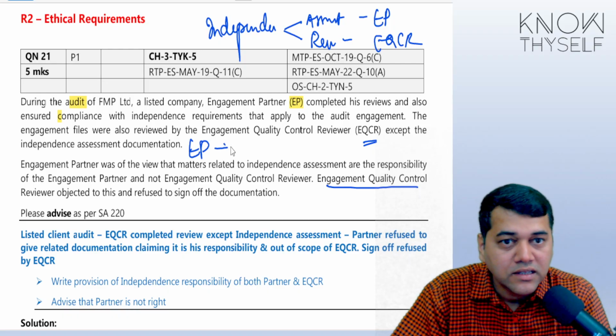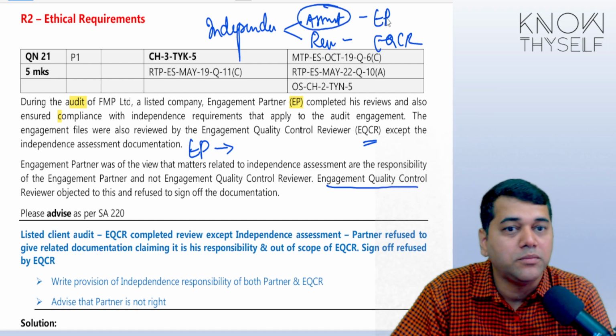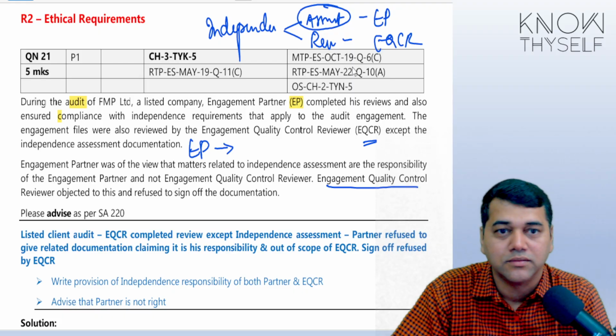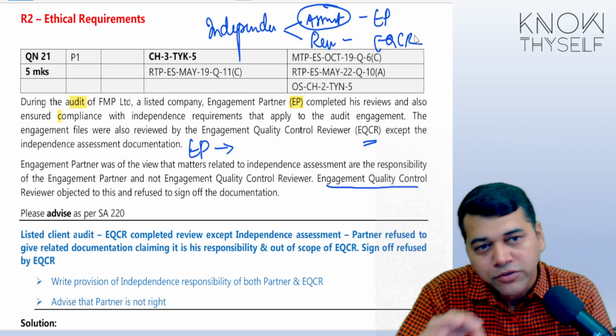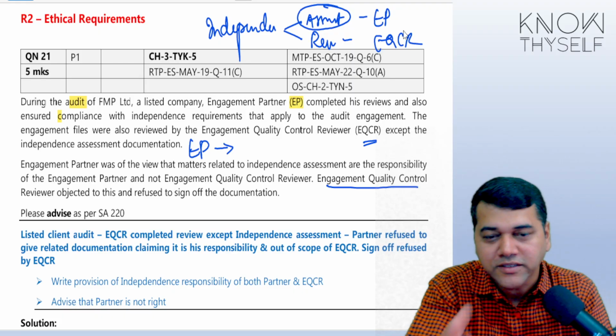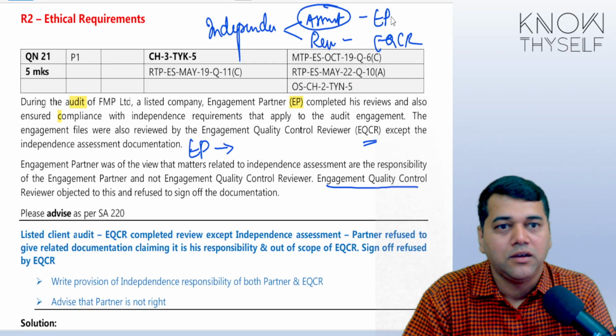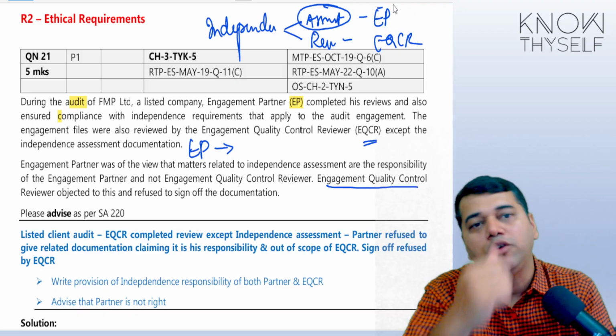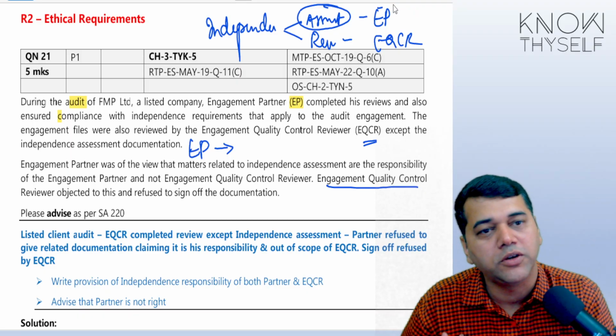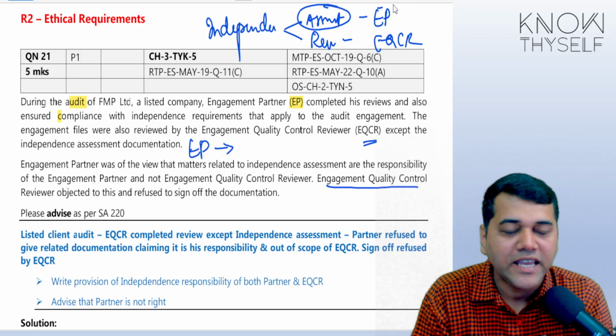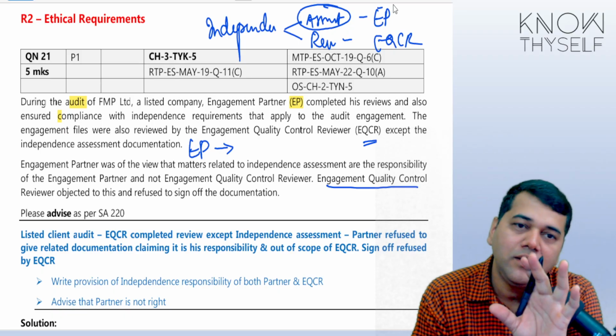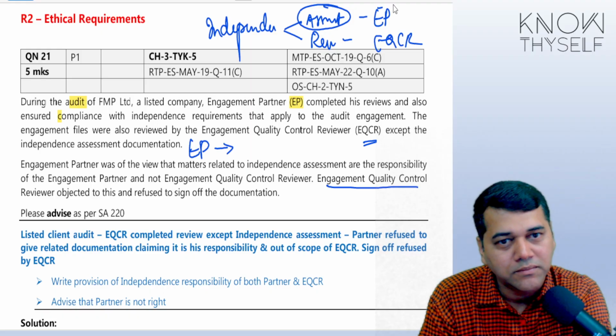The engagement partner is telling that assessment is my responsibility, not your responsibility. The EQCR is agreeing, but he says, show me your documentation. For that the engagement partner is rejecting: why do you want documentation? It is my responsibility. No, I have done it. The EQCR is trying to tell him, assessment is your responsibility.